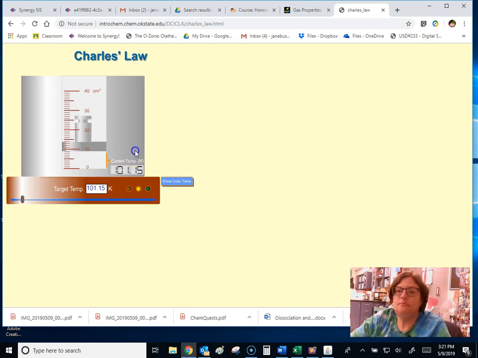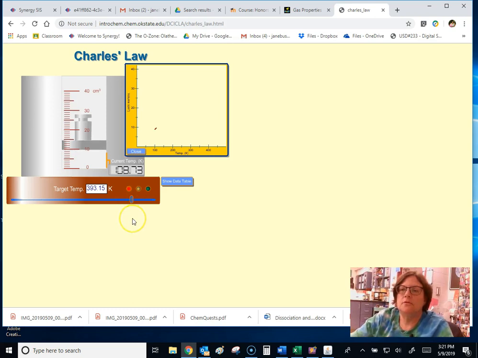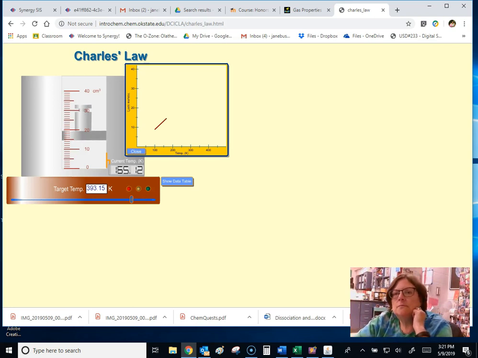All right, now we're going to take it to go the other direction. Why is it not showing me? Oh, there's our data table, or our graph. So sketch this in your packet on the page about Charles' law.